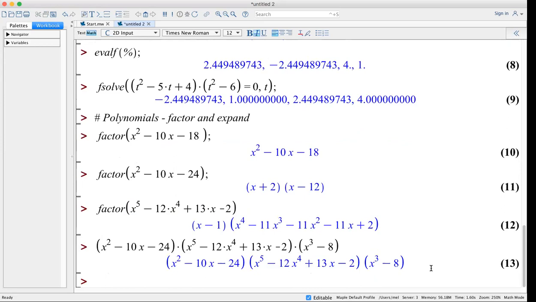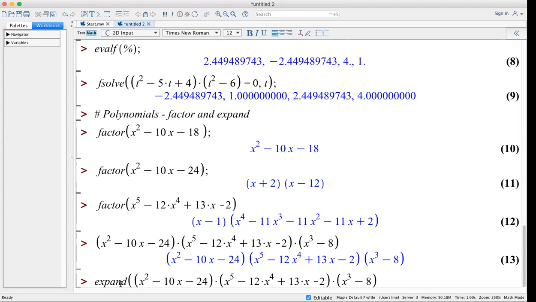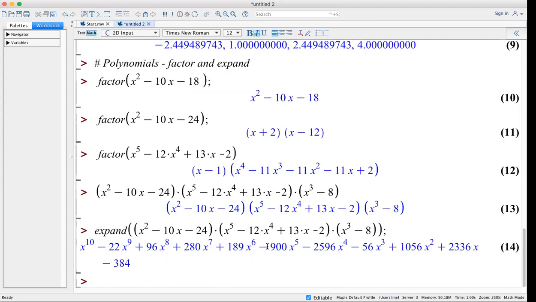So here's a product of 3 polynomials. To multiply it together or expand it, we use the command expand. Oops, put everything inside parentheses. So you can tell this is going to be a polynomial of degree 10 because you have degree 2 times degree 5 times degree 3, and 2 plus 5 plus 3 is 10. And when you expand it, this is what you get.